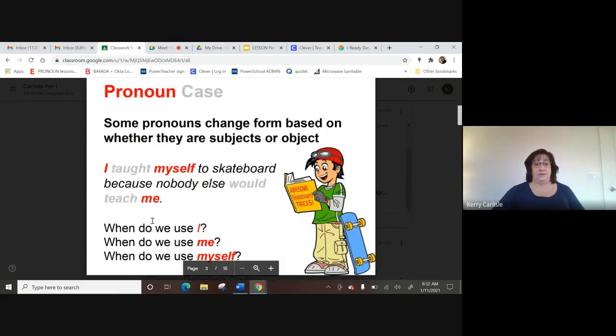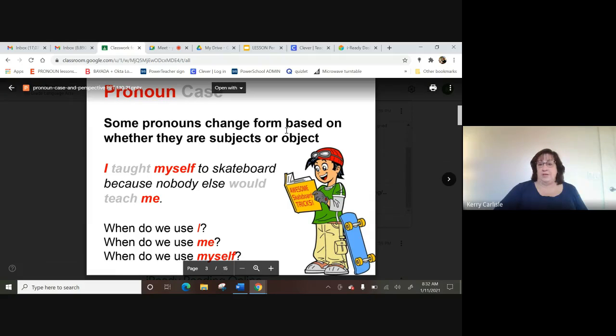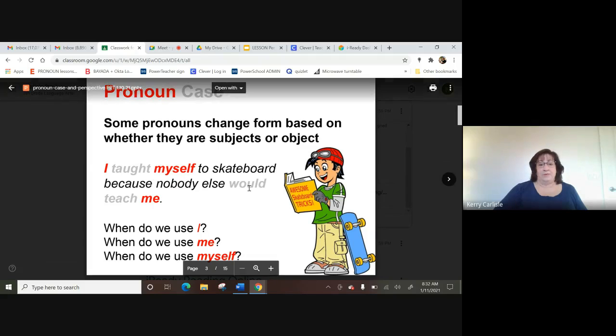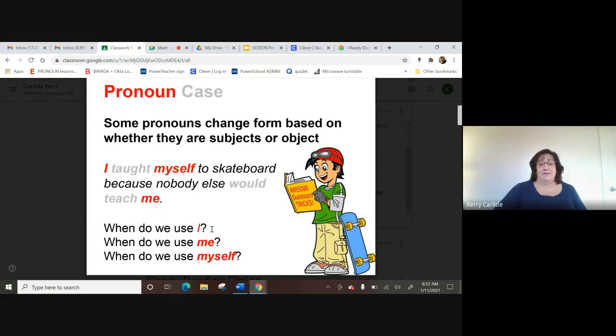So when you are starting to put pronouns in, you just have to remember that some are subject pronouns and some are object. Some pronouns change form based on whether they're subjects or objects. It says, I taught myself to skateboard because nobody else would teach me. You'll notice that you're using I. This is a subject pronoun here. And myself is a reflexive. We'll talk about that more next week. And me, teach me.